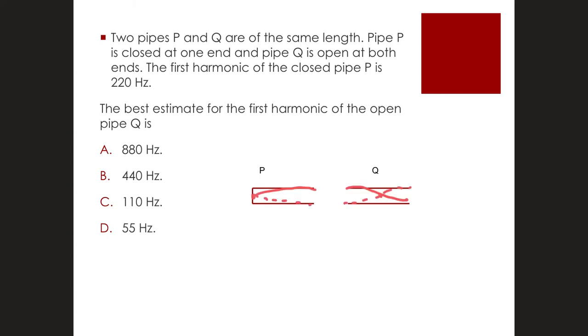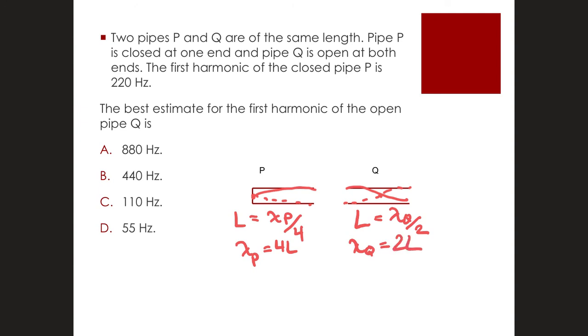Okay, so I hope you got that. And if we think about them being the same length, for P, I've got lambda subscript P divided by 4, because that's 1/4 of that wavelength, whereas in Q, it's 1/2. Let's move that around. Lambda P is going to be 4L, and lambda Q is going to be 2L.